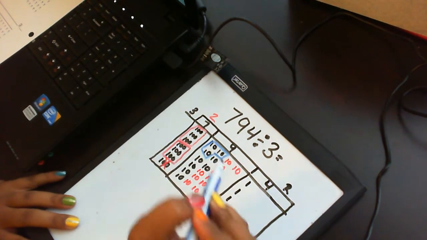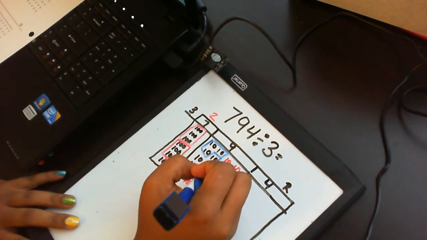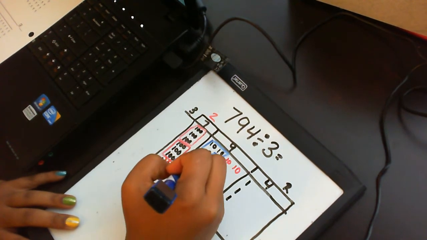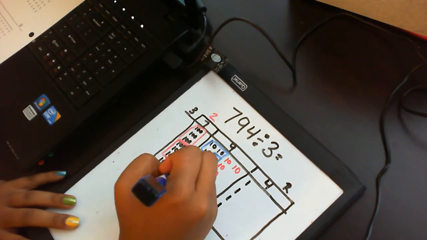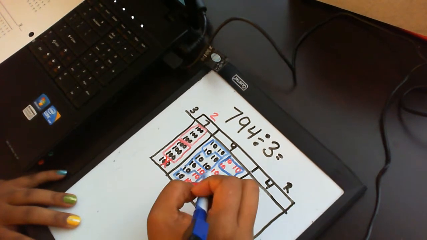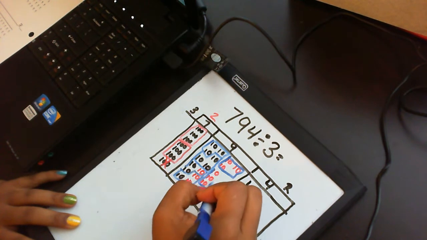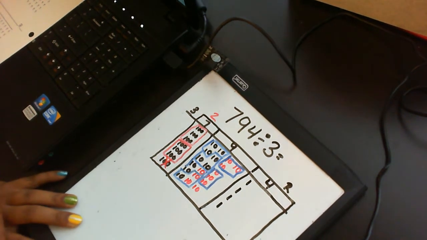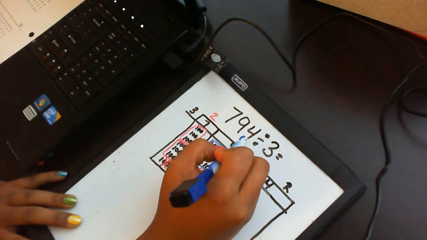So I'm going to go 1, 2, 3, 4, 5, 6. And as you see, I have 1 all by himself, but that's okay. I'm going to put 6 on the top.